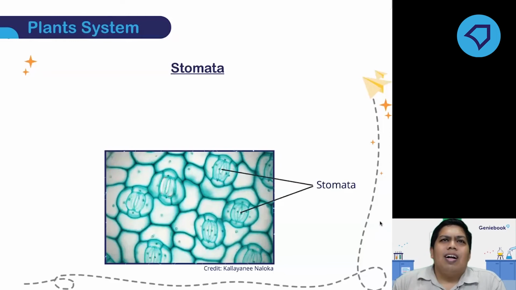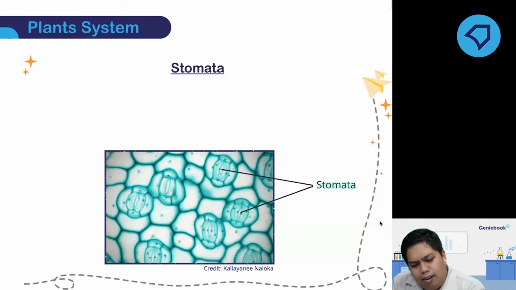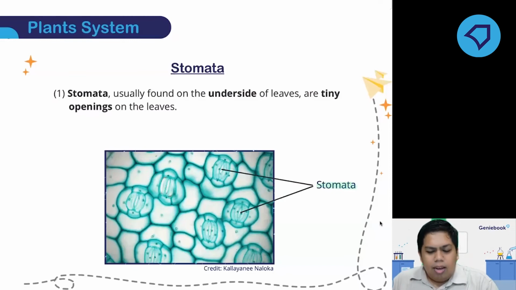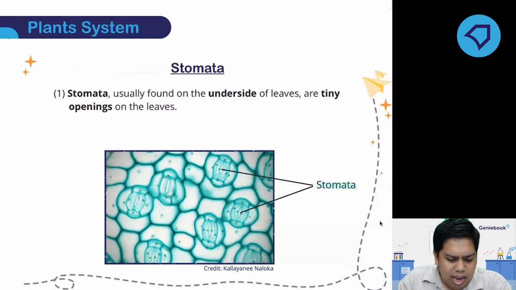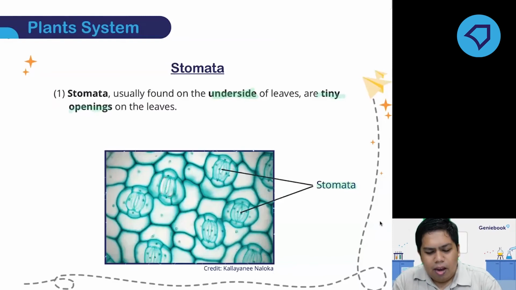All right, so these tiny openings are called the stomata. They are usually found on the underside of the leaves. That means the bottom part of the leaf, not the top part. So when you put it under your microscope, you can see this.